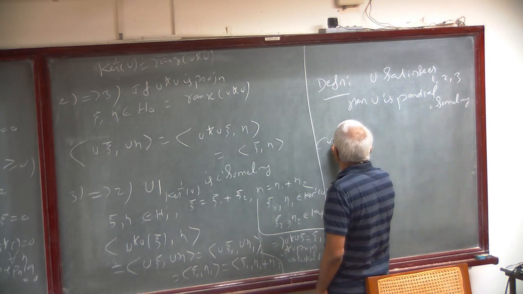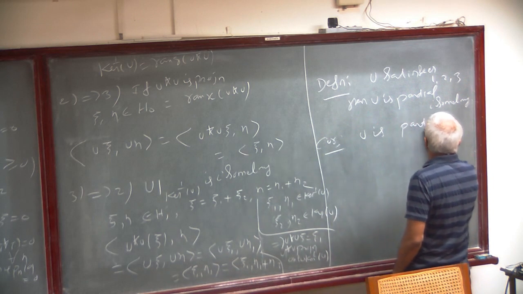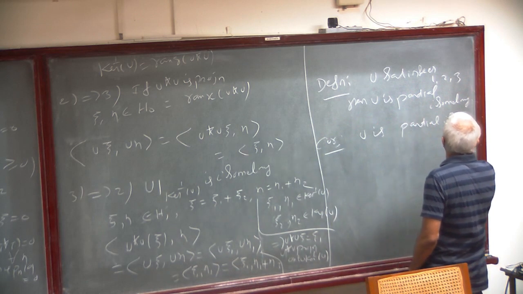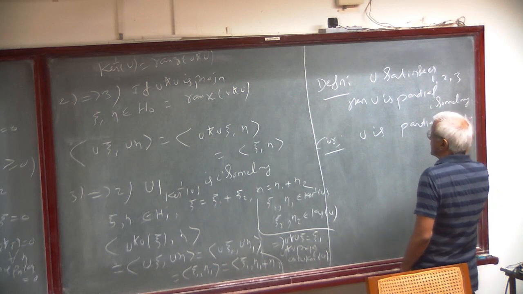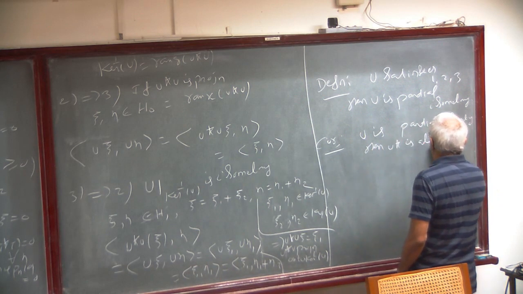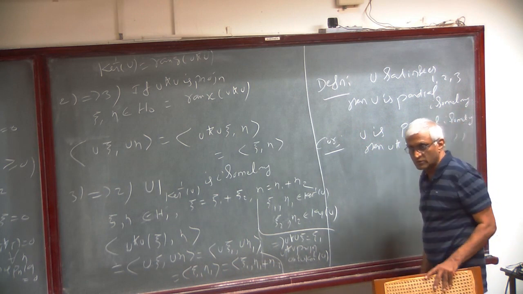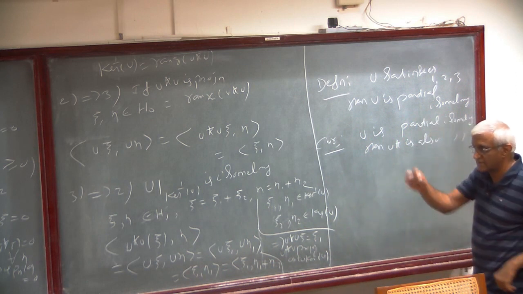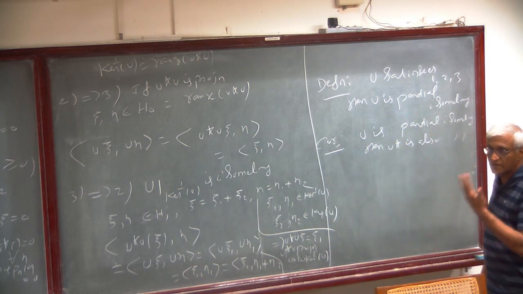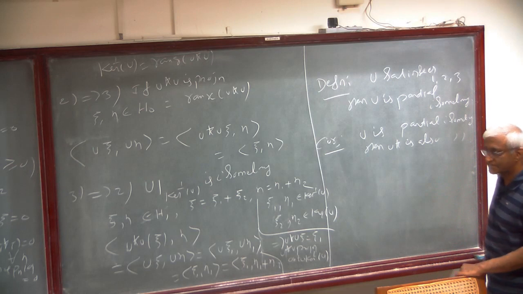And a corollary to this: if u is a partial isometry, then u star is also a partial isometry. That's clear from the first condition. Taking star, u star will also satisfy the first condition. So from that it follows that if u is a partial isometry, u star is also a partial isometry. In particular, if u star u is a projection, u u star is also a projection.